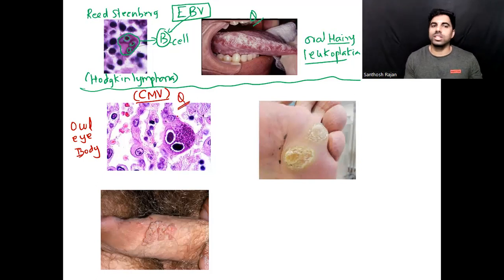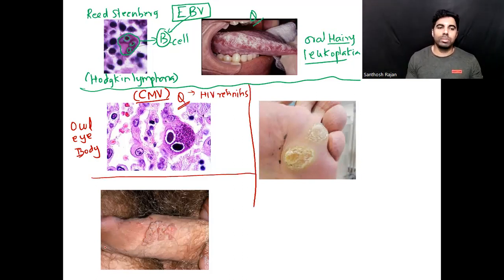This question has been asked many, many times, so you will not make a mistake in that. CMV means that's one thing. And CMV is the most common cause of retinitis in HIV patients. Most common cause of HIV retinitis. That was one question frequently asked. You should know that. Okay. So CMV is over.